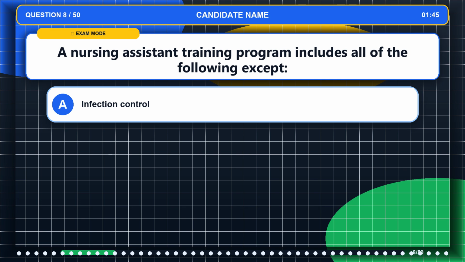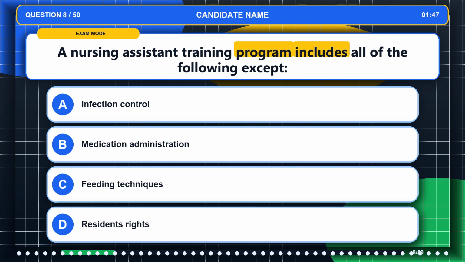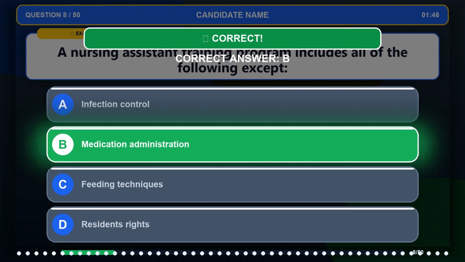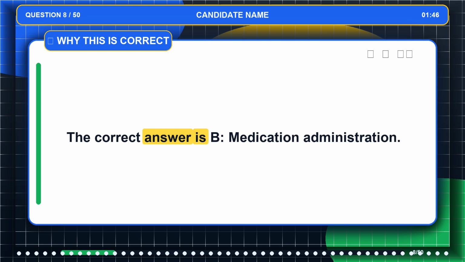Question 8. A nursing assistant training program includes all of the following except: Option A, infection control. Option B, medication administration. Option C, feeding techniques. Option D, residents' rights. The correct answer is option B, medication administration.